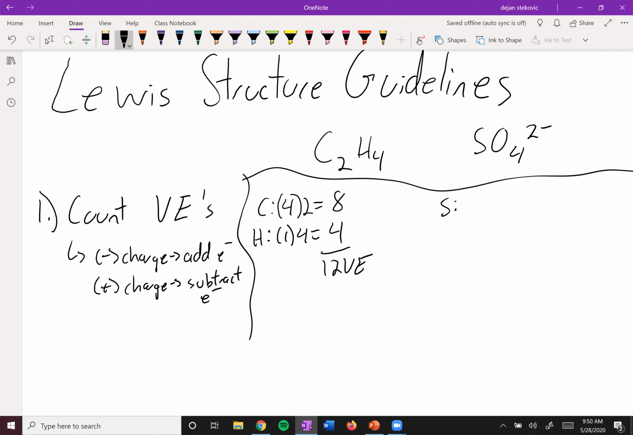In the sulfate component, we have sulfur with its 6 valence electrons. There's only 1 of them, so that's 6 valence electrons from sulfur. Next up, we have oxygen. Oxygen also has 6 valence electrons, but this time we have 4 of them, for a total of 24 valence electrons. And then we have a -2 charge. Since it's negative, that means we gained electrons. So that's 2 more valence electrons, for a total of 32 valence electrons.